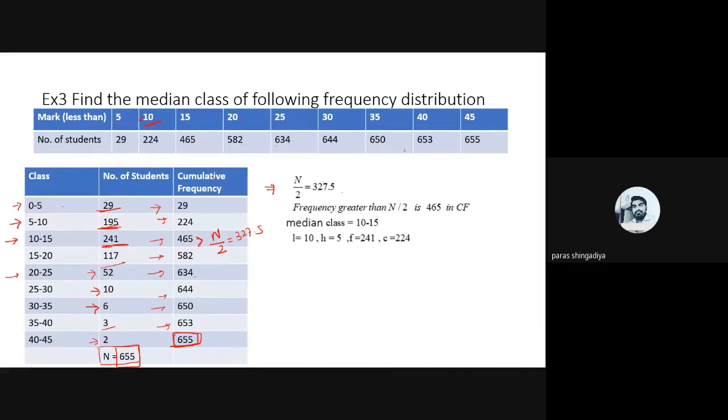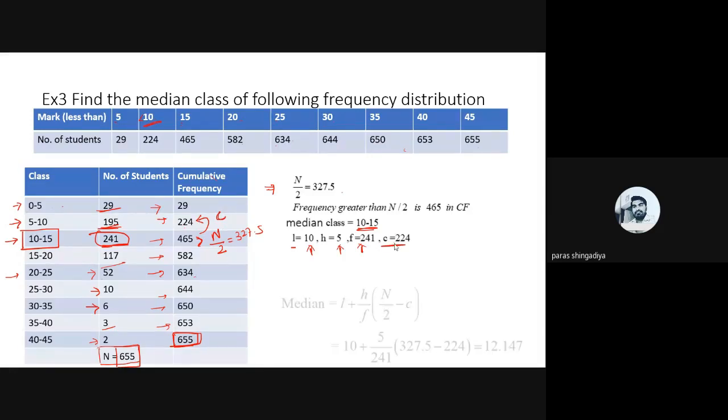As per 465, it lies in the class interval 10 to 15. So here the median class will be 10 to 15. The lower limit of the median class is 10, the size of the median class is 5, and the frequency of the median class is 241. For C, the value just preceding 465 is 224. So C is equal to 224.